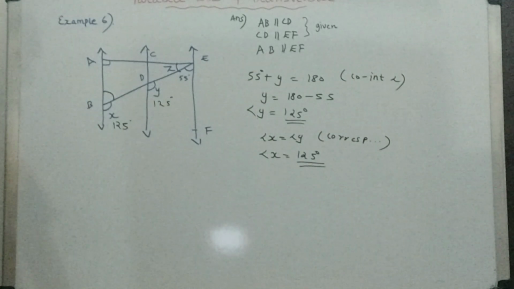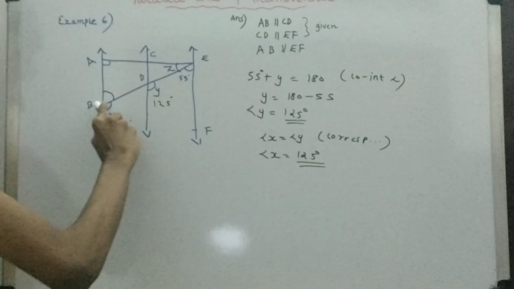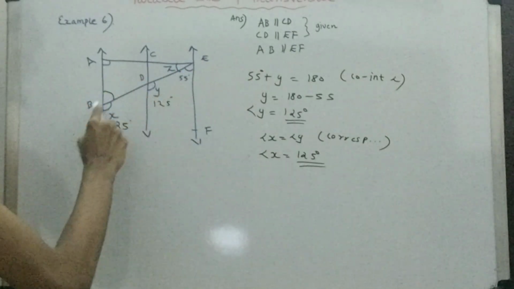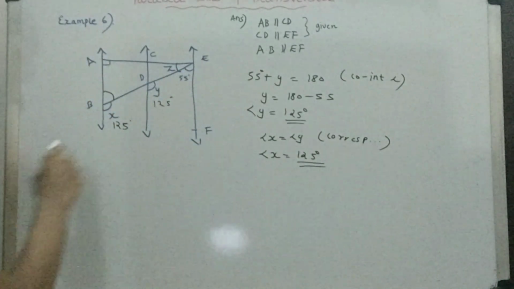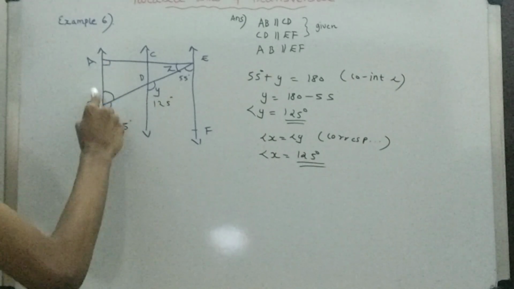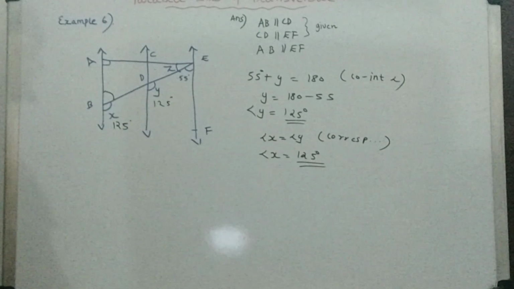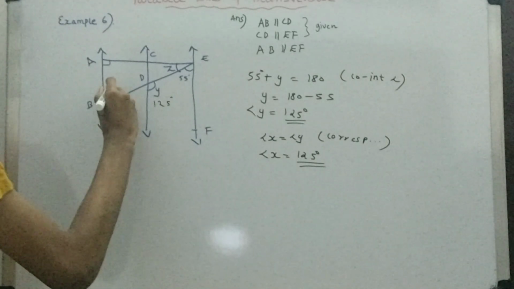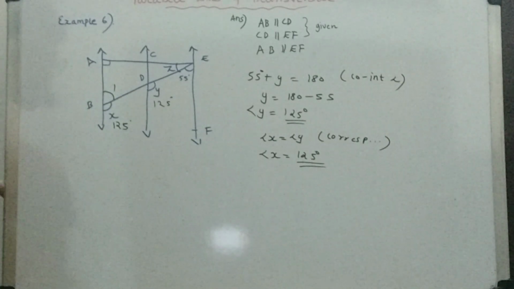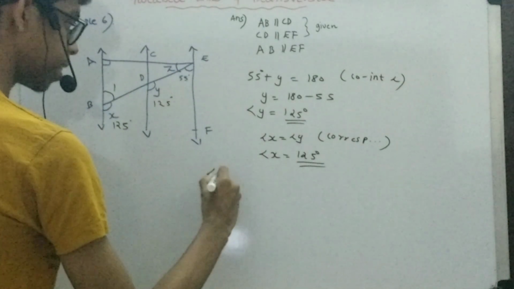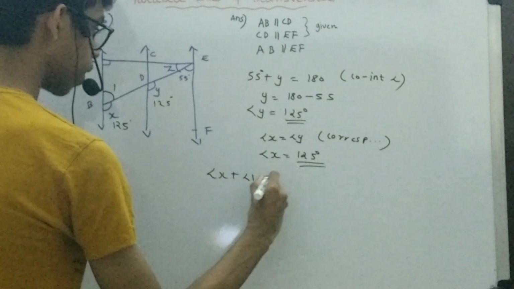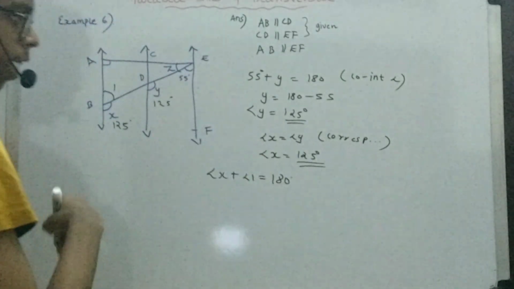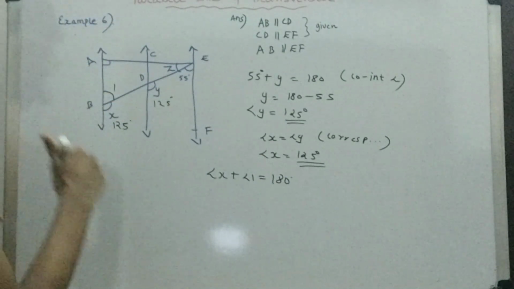Yes, we can find it. If you see, this is BE, a straight line lying on the line AB. So this x and this angle ABE are a linear pair to each other. Let me name this angle as 1. So I can say that angle x plus angle 1 is equal to 180 degrees, isn't it? Because they form a linear pair.